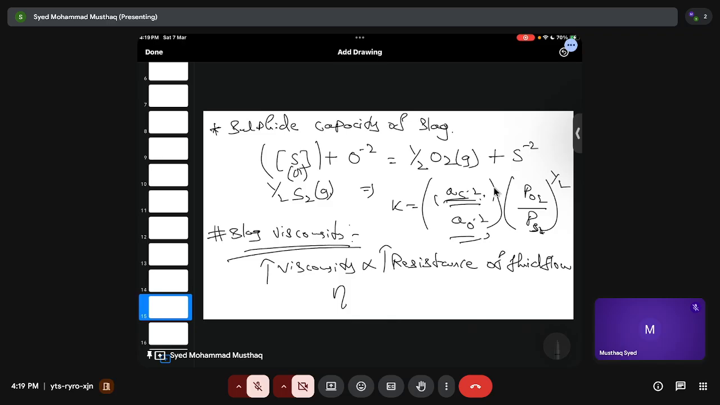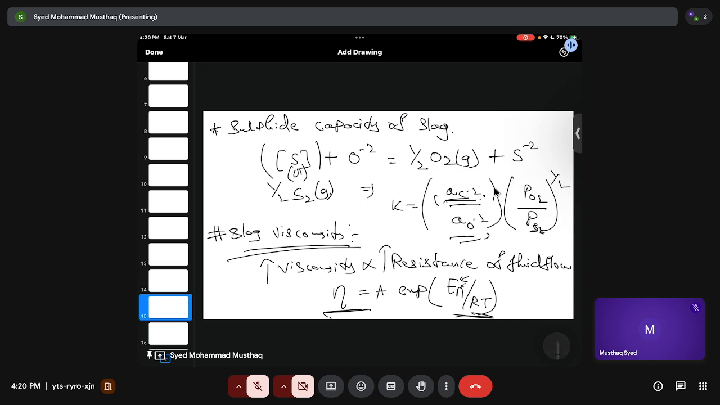Again, the viscosity depends upon slag composition, and it can be represented as eta equals A times exponential of E by RT, where A is a constant and E is the activation energy for viscous flow of the slag. Because it is an exponential term, viscosity follows an exponential law with temperature. If the temperature increases, viscosity decreases.